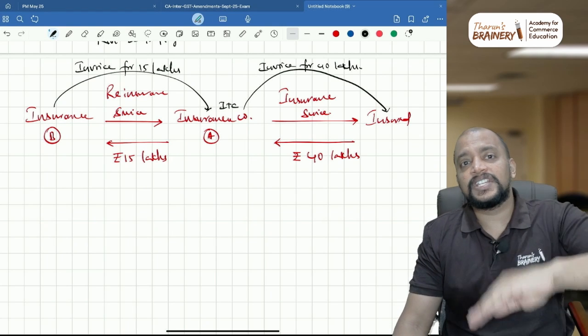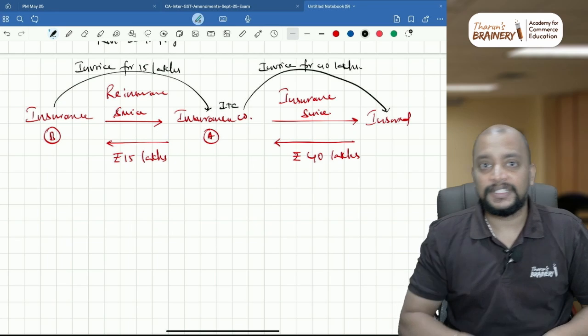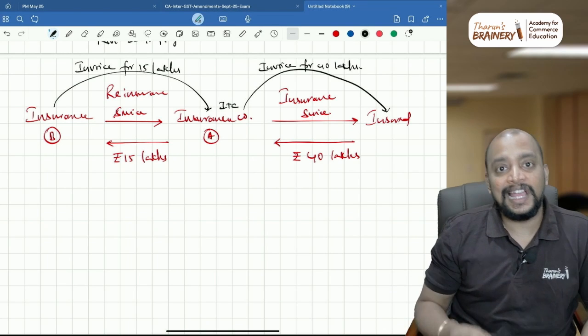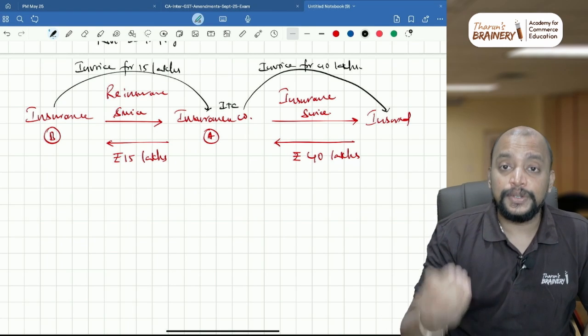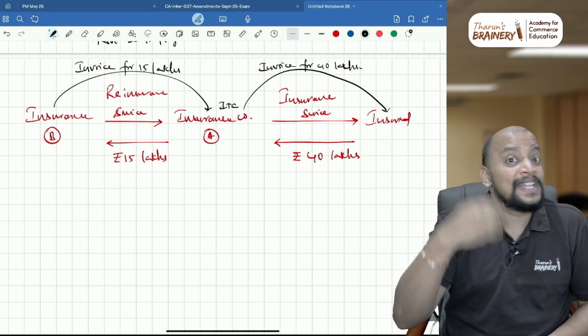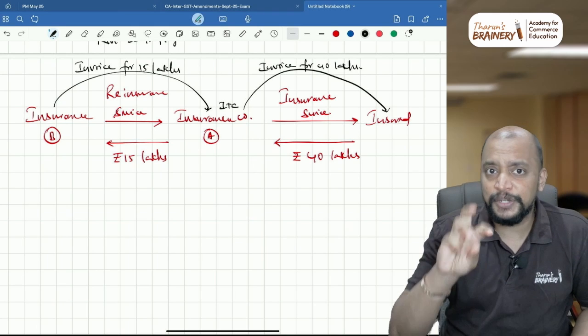Normally if they need to get this 15 lakhs, they need to appoint one agent. So if they appoint an agent, they need to pay the commission. Am I right? They need to pay the commission.